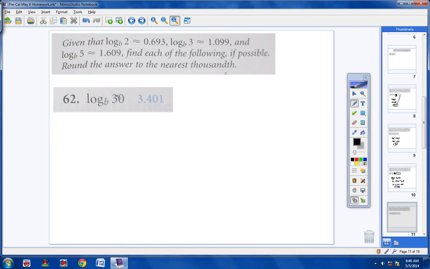Well, I see a 30. I'm dealing with a 2 and a 3 and a 5. So the first thing I think of is for 30, I'm just going to write 2 times 3 times 5. Okay? And that's pretty simple.